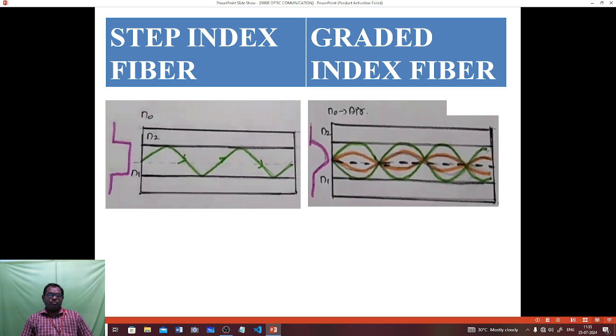Next, step index fiber and graded index fiber can be represented in the form of core and cladding. Here N0 is the air medium, N1 is the refractive index of the core, and N2 is the refractive index of the cladding. This is the difference between the step index fiber diagram and the graded index fiber diagram for light traveling paths.